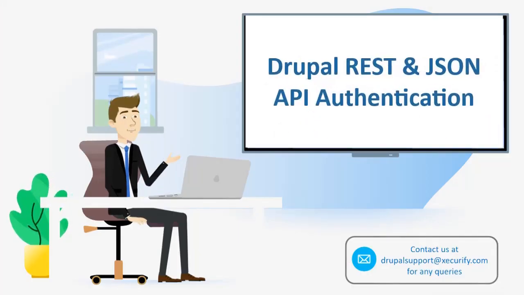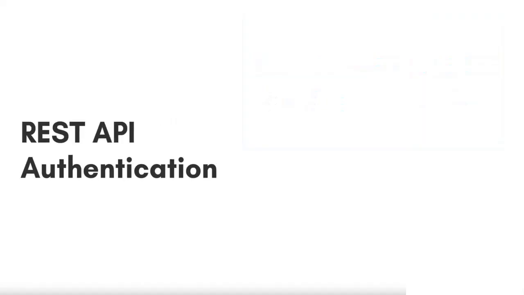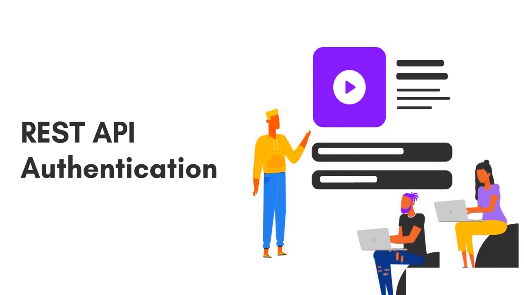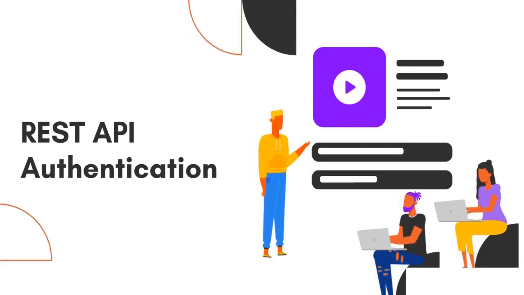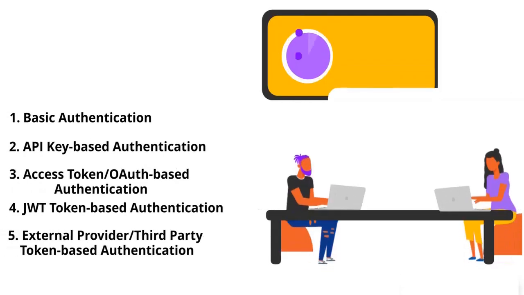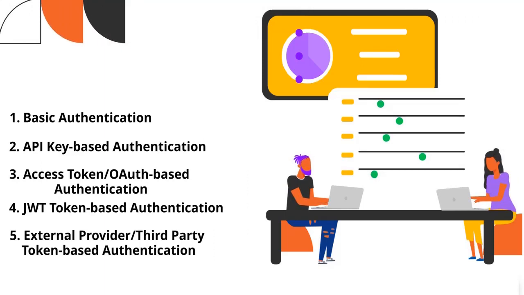In this video, we will demonstrate how you can restrict and secure unauthorized access to your Drupal APIs using the Drupal REST and JSON API authentication modules. This module allows you to authenticate your API requests by verifying the identity of clients using various methods, such as basic authentication, API key-based authentication, access token or OAuth-based authentication, JWT token-based authentication, and external provider or third-party token-based authentication.